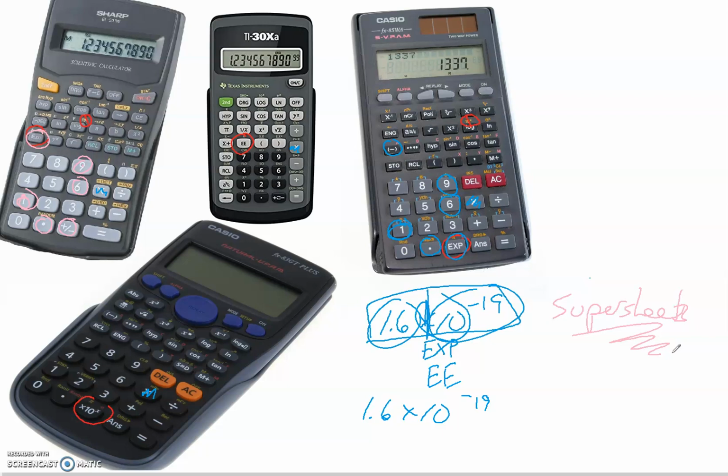And also make sure you know how to use your calculator properly. If you are doing calculations in this unit especially, and your values are always off by powers of 10 or something weird, it's probably how you're using your calculator. So make sure you know how to use your calculator properly. It's going to be really important for the calculations that we're going to do.